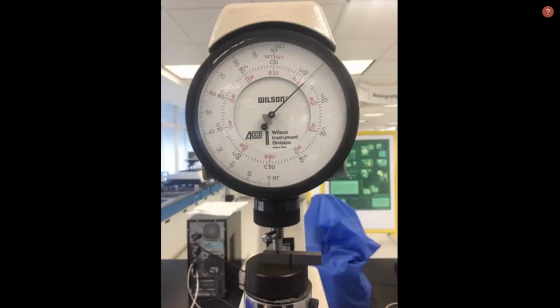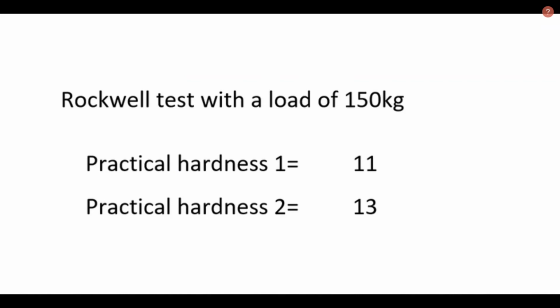Finally, Rockwell test with a load of 150 kilograms gave the results of practical hardness number 1, 11, practical hardness number 2, 13. As we saw, many of the data obtained differs from the table due to several reasons. The most common are misunderstanding of the data obtained, parallax error, and even inaccurate measurements. The machine I liked the most was the automatic Vickers, since I was able to see any scratch on the polished surface.